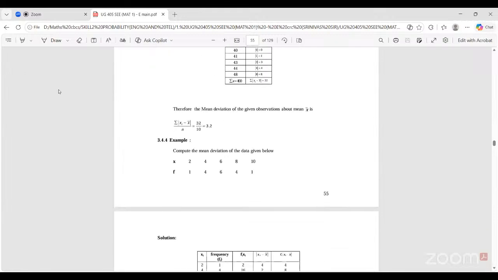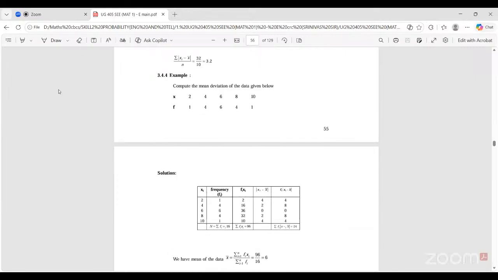We are writing here. Compute the mean deviation of the data given below. x: 2, 4, 6, 8, 10; f: 1, 4, 6, 4, 1. Then fx: 2 into 1 is 2, 4 into 4 is 16, 6 into 6 is 36, 8 into 4 is 32, 10 into 1 is 10. The total is 96.